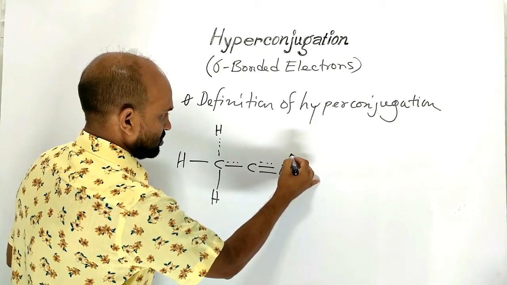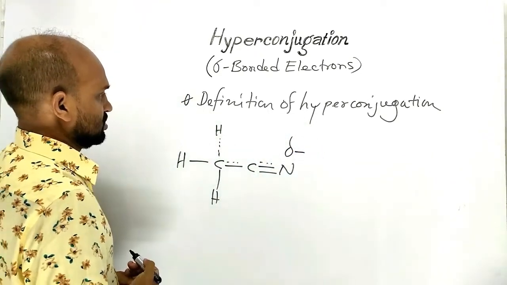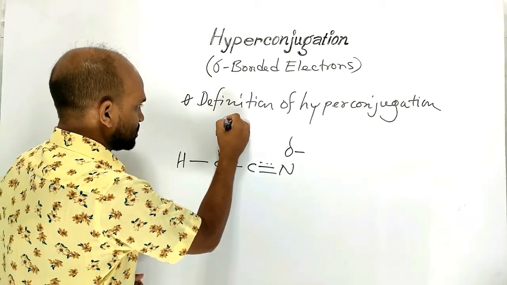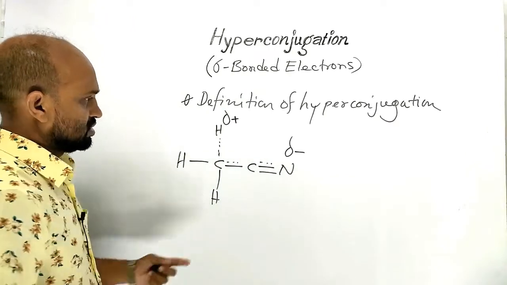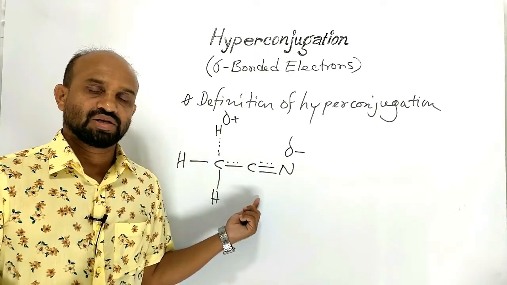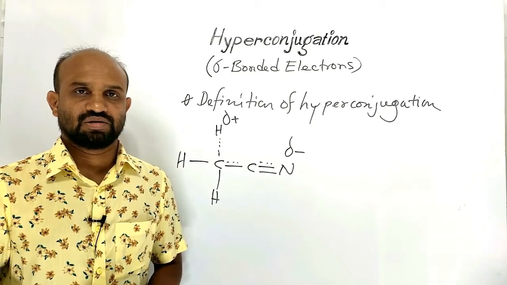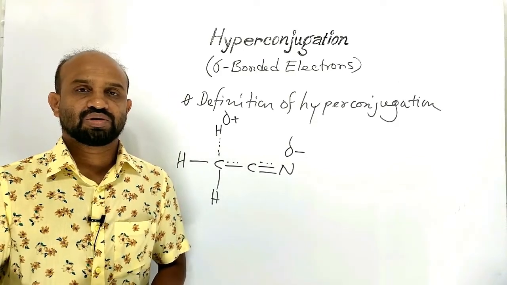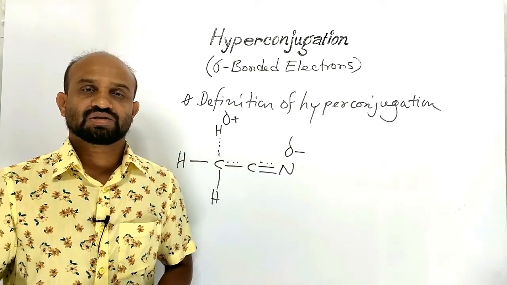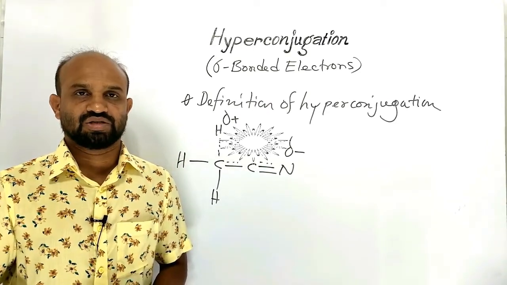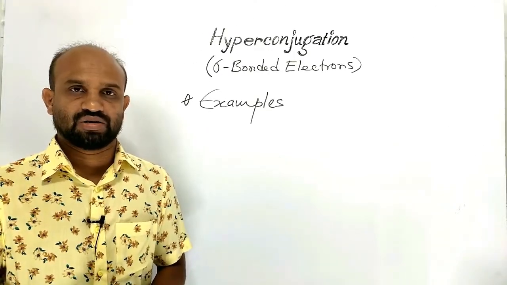Over nitrogen there is a partial negative charge, and over hydrogen a partial positive charge. This is the resonance hybrid of acetonitrile accurately, produced by the hyperconjugation effect. Let's see some examples of hyperconjugation. Let's see hyperconjugation in nitromethane.